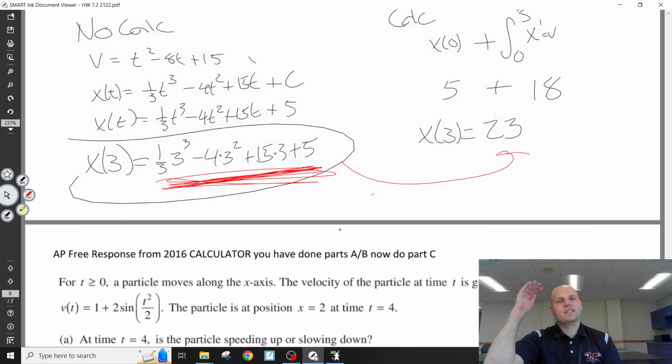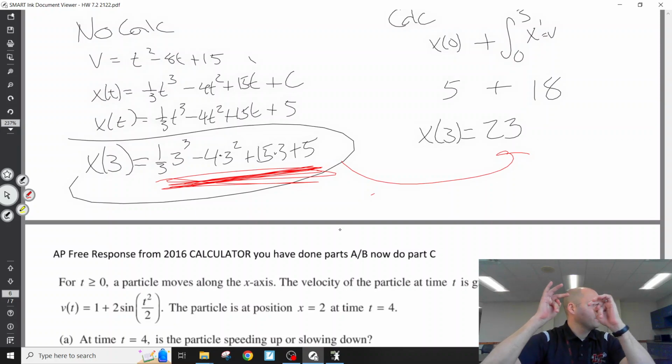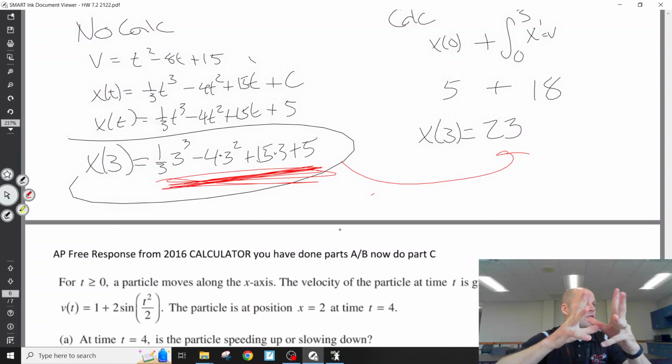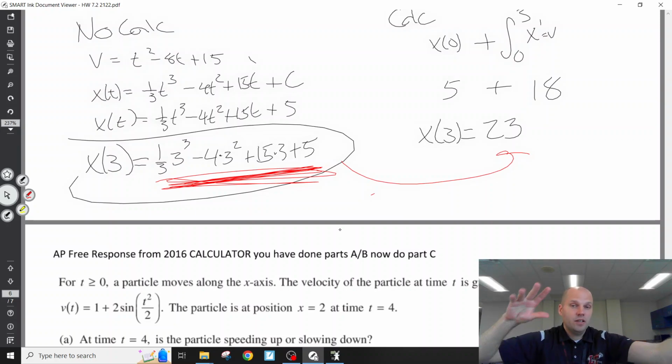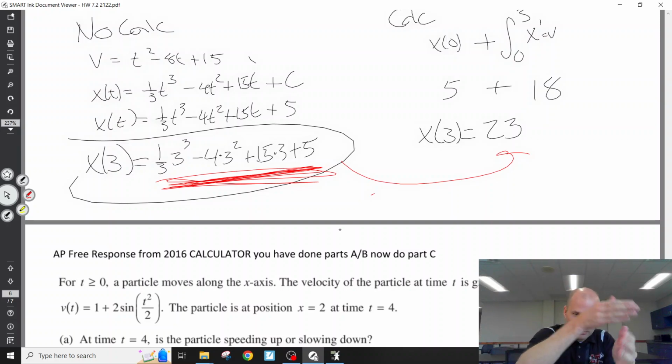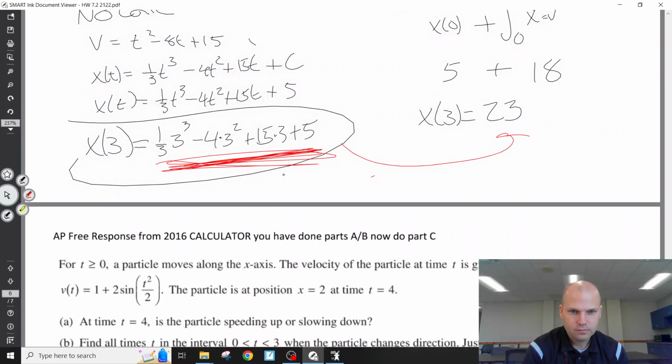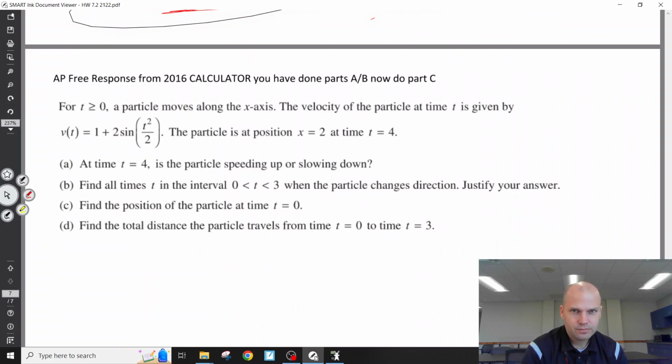Two different ways, guys. No calculator, antiderivative. If you want to find an area, you have to take an antiderivative if you don't have a calculator. If you have a calculator, boom, boom, boom, boom, boom. They just splice it up really quickly and add things together because they're so cool. Newton was cool too. Do part C, find the position at time 0.